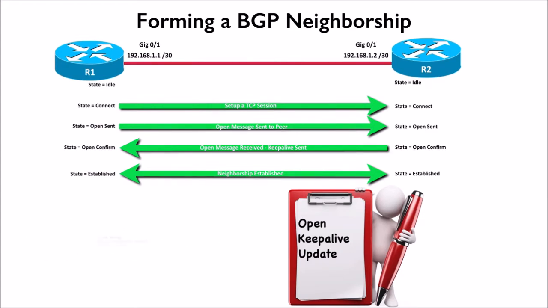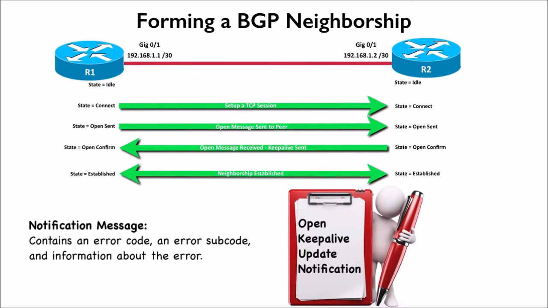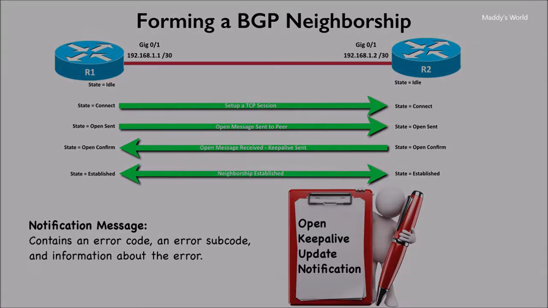And the other message type is a notification message. Remember we said that in the open confirm state, we had received an open message, but we were waiting for a keep alive to be received. If a keep alive had not been received, we would have sent a notification message. A notification message gets generated when there's some sort of an error. There's an error code, there's a subcode, and there's also some more detailed information about the error that's included in the notification message. And those are the 4 message types used by BGP: open, keep alive, update, and notification.